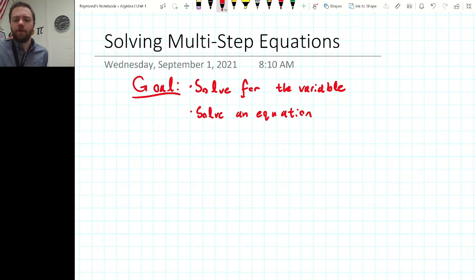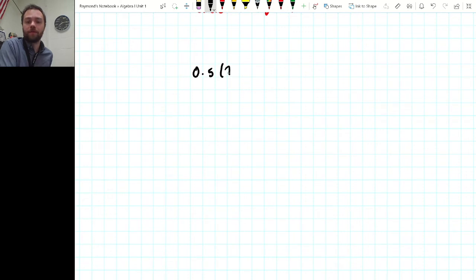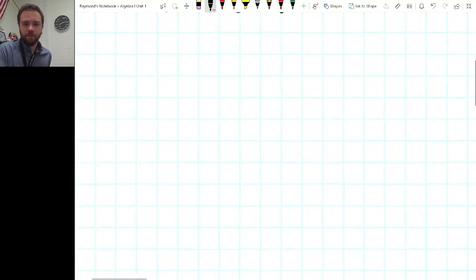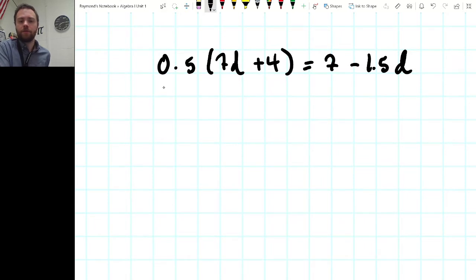And I want to start with this equation. I'm seeing a lot of people struggle with this. So 0.5 times 7d plus 4 equals 7 minus 1.5d. Okay? And so what I want to do is I want to solve for d. So I'm looking to get d alone on one side of the equation.